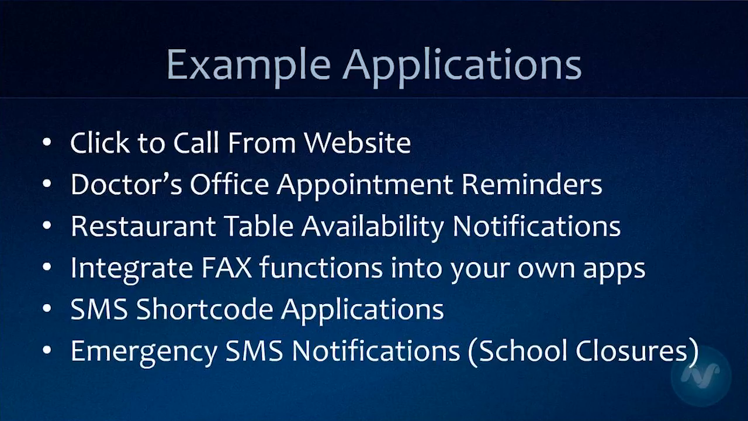Restaurant table availability notifications. I'm actually starting to see this more and more when I go to a restaurant. Instead of them handing me a pager that will tell me when the table's available, they ask for my cell phone number so that they can send me a text message. This eliminates the cost of them having to buy one of those paging systems. You know what else it does? It gives them my phone number so they can market to me later on. They can send me specials and things.